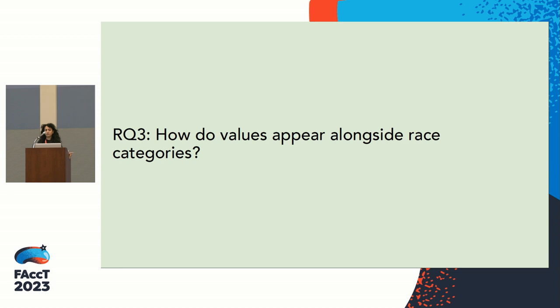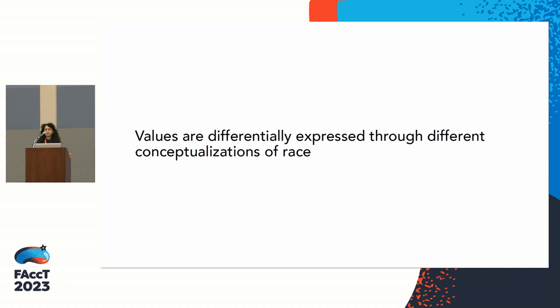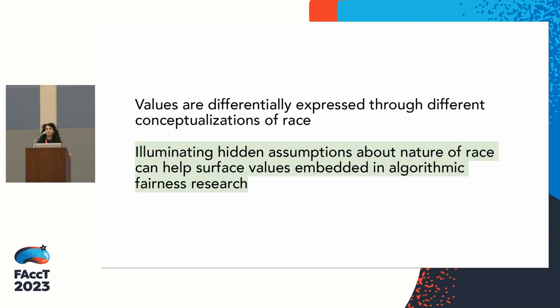And that brings us to our final question: how do values appear alongside race categories? I won't go into much detail here, but we find that values are differentially expressed through different conceptualizations of race. And so we point to the importance of visibility practices around the operationalization of race to help surface the values embedded within algorithmic fairness research.